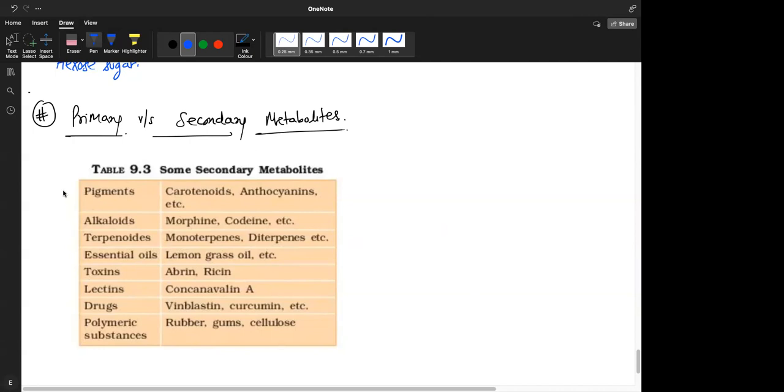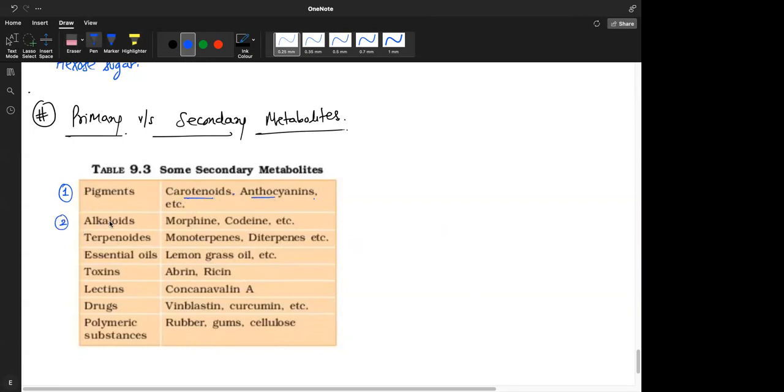So these could be pigments, carotenoids. Carotenoids are the pigments which are present in carrots. It is a colorful pigment. Anthocyanins as well, but we do not know. We know the functions of some, but not of all of them.